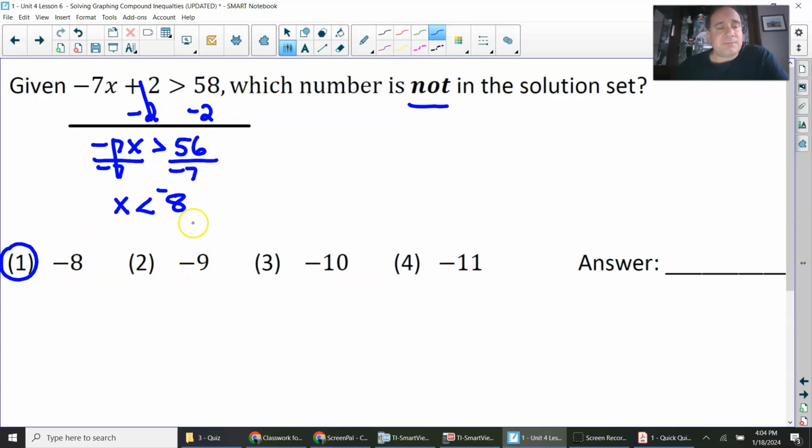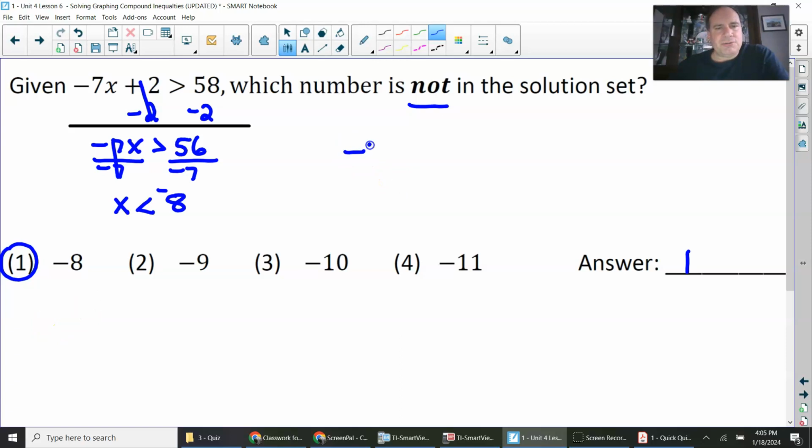Negative 9 is because that's less than negative 8. Negative 10 is because that's less than negative 8. Negative 11 is because that's less than negative 8. The only one that is not in the solution set is negative 8.